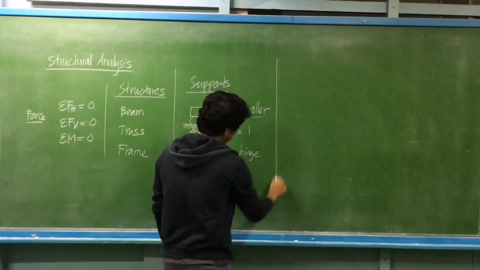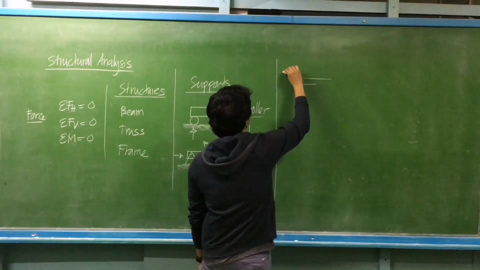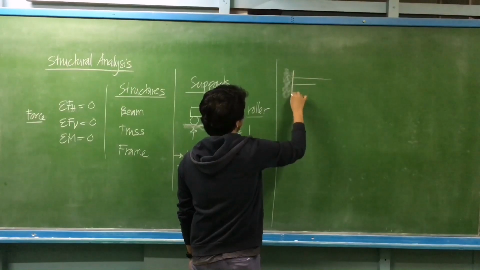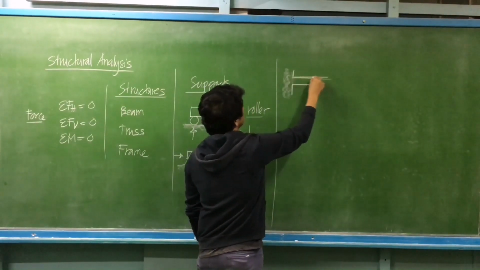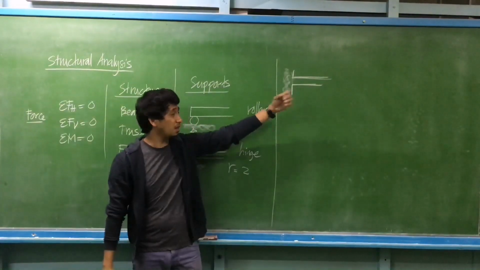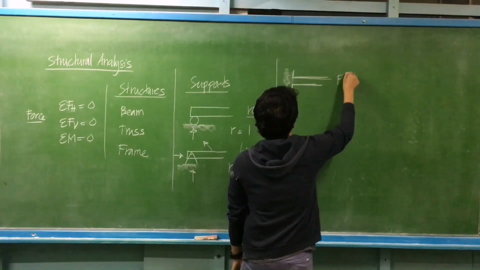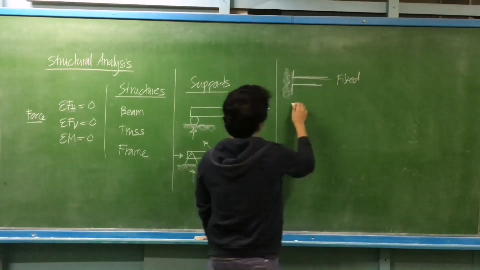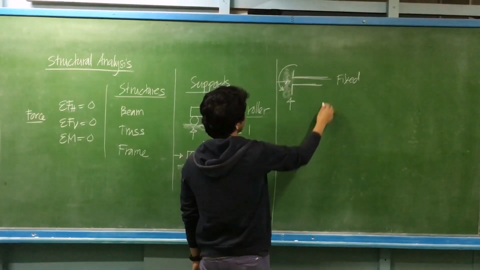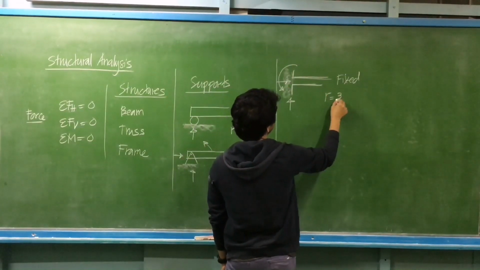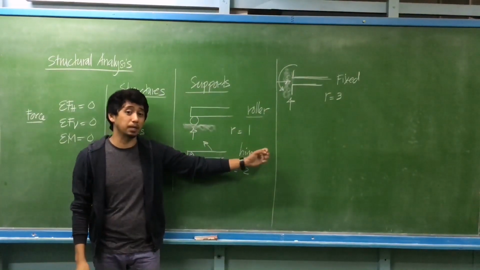The third common type of support, for example, this is a beam. A basic example is concrete beams, or the joint of a beam and a column, that is considered to be a fixed support. For a fixed support, we have vertical reaction, horizontal, and the moment. So the number of reactions is 3. Those are the three common types of supports.